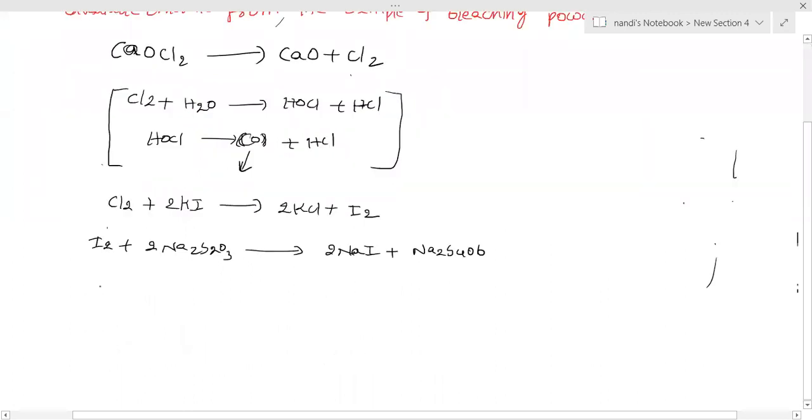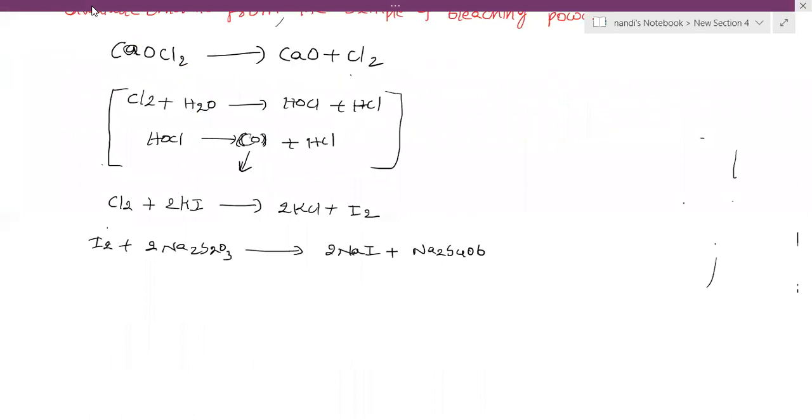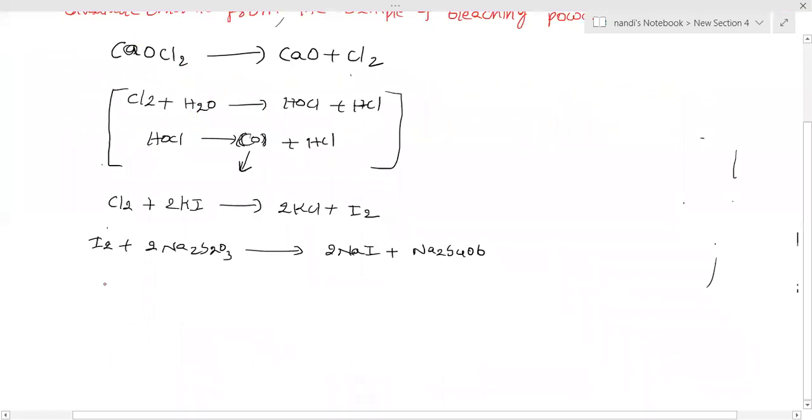Can you write here in terms of GN, everything? Whatever participates here, you can write. This is the first equation. I don't think about the square bracket. I gave that just to show how bleaching powder acts as an oxidizing agent, because of nascent oxygen. Is that correct? That's the only reason I gave this.